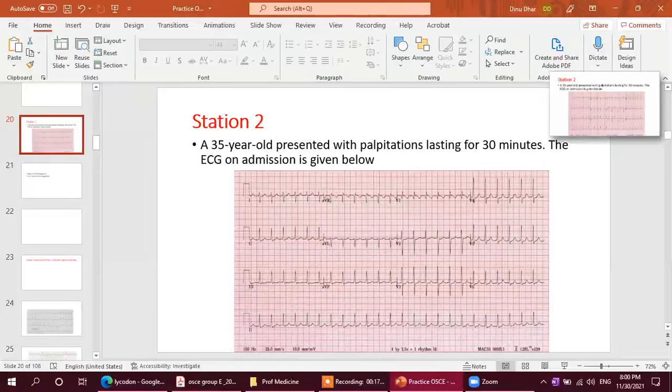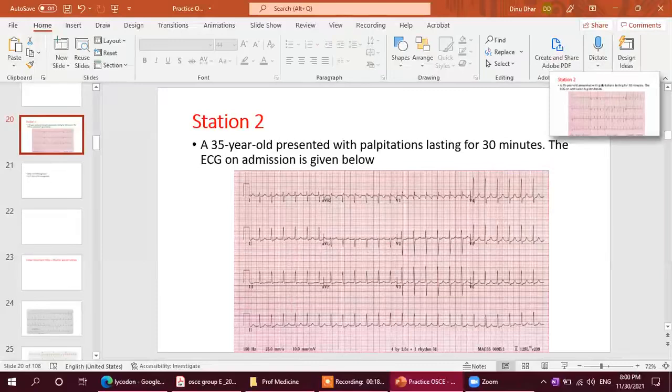Now I have told you that a narrow complex tachyarrhythmia can be due to atrial fibrillation, atrial flutter, SVT or AVNRT. So atrial fibrillation, atrial flutter, or nodal tachycardia, AVNRT or SVT. It's called by any of those three names.